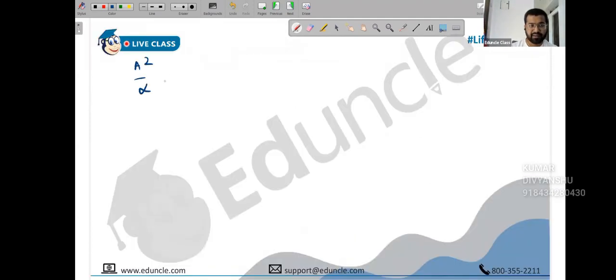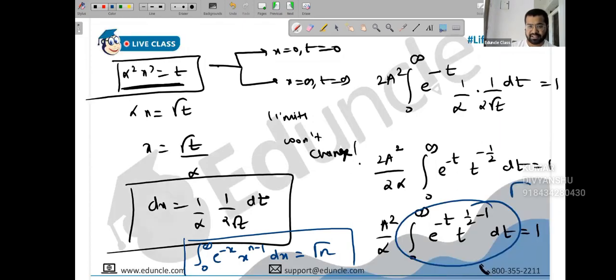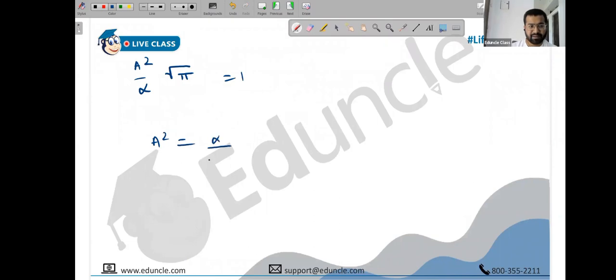Next, so what do we have? A square upon alpha root pi, because the integral is gamma half, and that's nothing but root pi. Whatever is n minus 1, n is half. So root pi, this is 1. So we have a square is alpha upon root pi, or you can say a is alpha upon root pi raised to half, people.